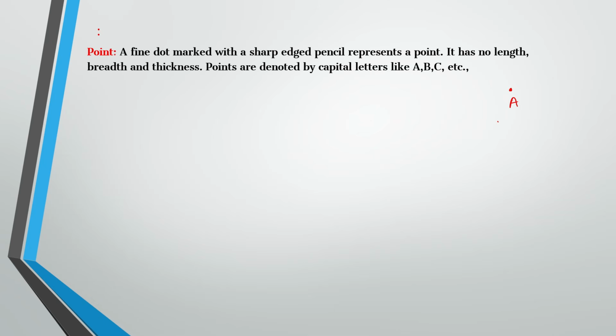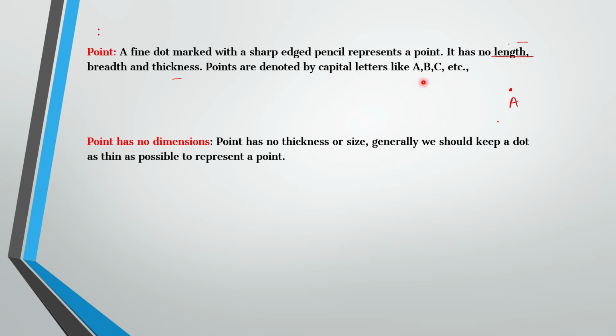Just like in Google Maps, to locate one exact particular place, we use a point like this. It has no length, no breadth and no thickness. Points are denoted by capital letters like A, B, C. With the help of these capital letters we represent the points. A point has no dimension, no thickness or size. Generally, we should keep a dot as thin as possible to represent the point. Okay, this is about the point.